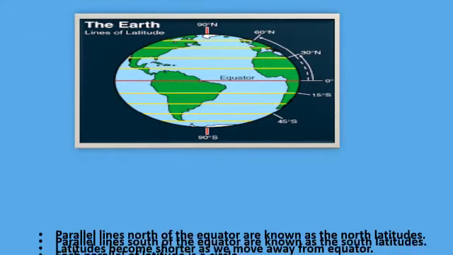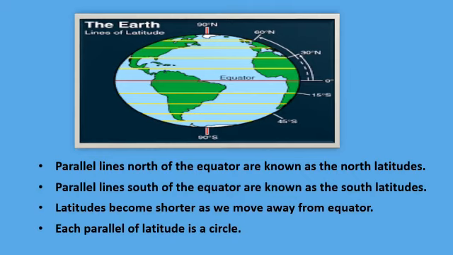The equator is the most significant latitude. All the parallels which lie in the northern hemisphere are called north latitudes, and similarly all the parallels which lie south of the equator, that is in the southern hemisphere, are called south latitudes.